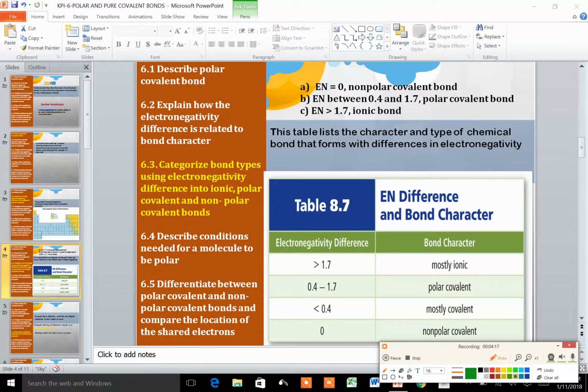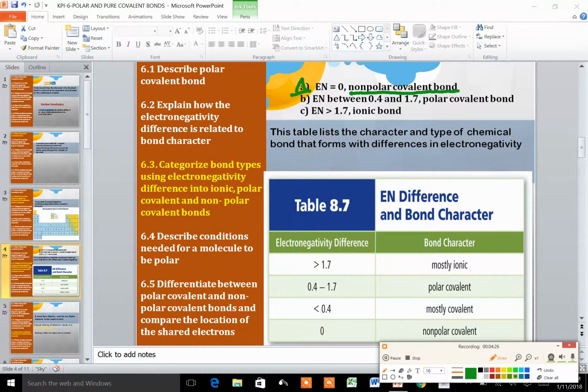If the electronegativity difference is 0, the bond is a nonpolar covalent bond. If the difference is between 0.4 and 1.7, it will be a polar covalent bond. If the difference in electronegativity is higher than 1.7, the bond is said to be ionic.